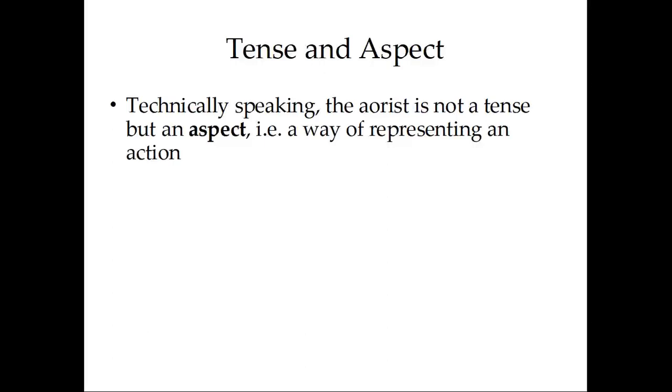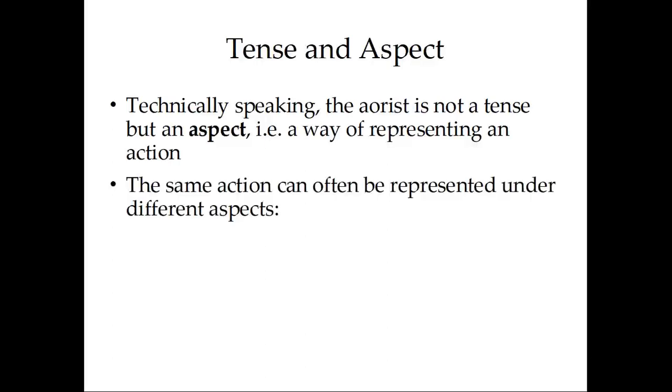Now, let's talk about the difference between tense and aspect. Technically speaking, the aorist is not a tense at all, but an aspect, that is, a way of representing an action. The imperfect is just another aspect of an action. Both are really past tenses. There's just one past tense, and there are different aspects that one can speak of something that took place in the past. The imperfect is one, the aorist is another.